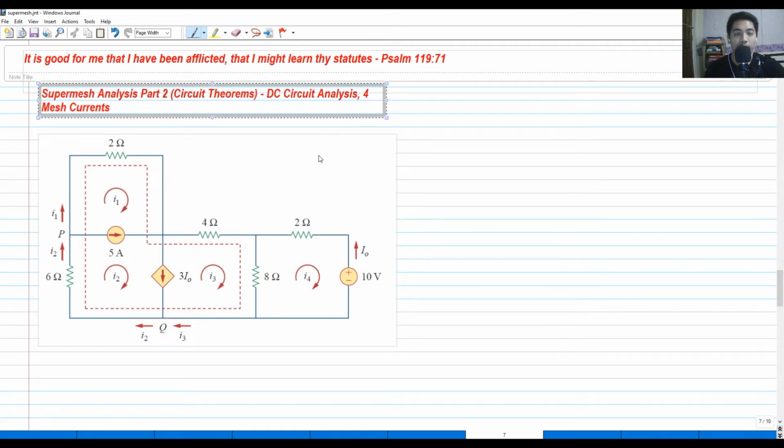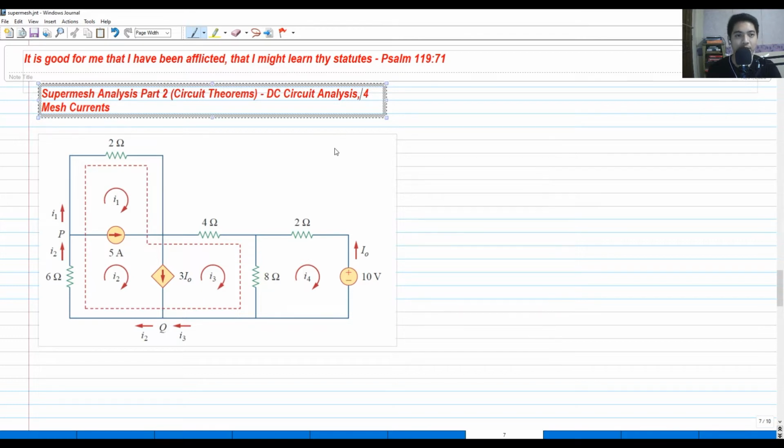Hi, so for today we will be continuing our discussion all about the super mesh analysis, and this will be a part 2 of our discussion all about the super mesh. And for this video we will be solving one problem only, but this problem involves 4 mesh currents. So we would be expecting that this would be somewhat a hard problem.